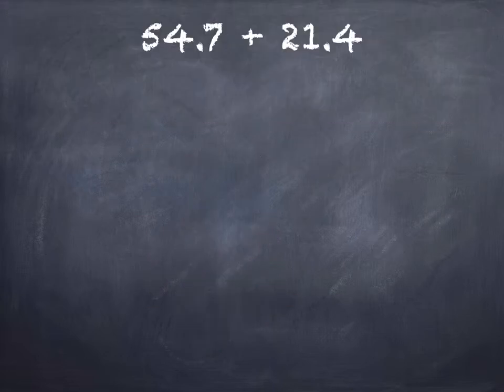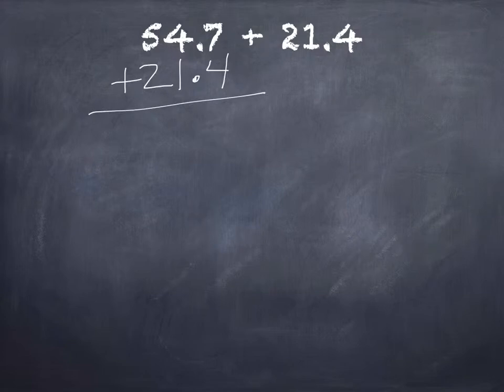Here's another one, let's try. 54 and 7/10 plus 21 and 4/10. So when I line up my decimal, so there's my decimal, I'm going to put my 54 on that side of it and my 21 on the other side of it. Add those together. 7 plus 4 is 11. Carry my 1. 4 plus 1 is 5, plus 1 is 6, and 5 plus 2 is 7. Now, again, my decimal just comes straight down. So my answer is 76 and 1/10.